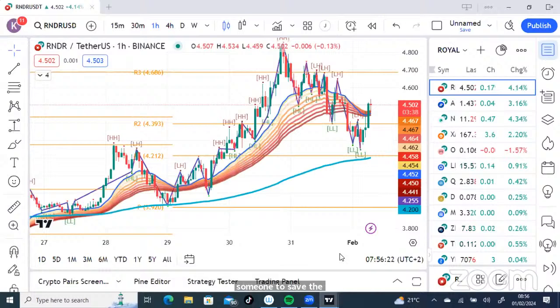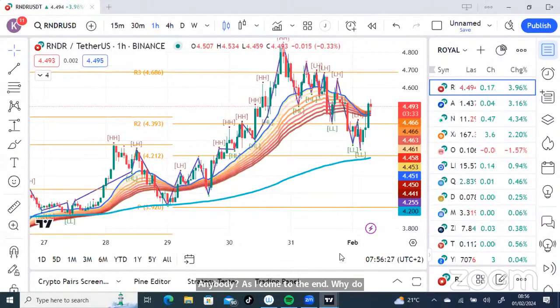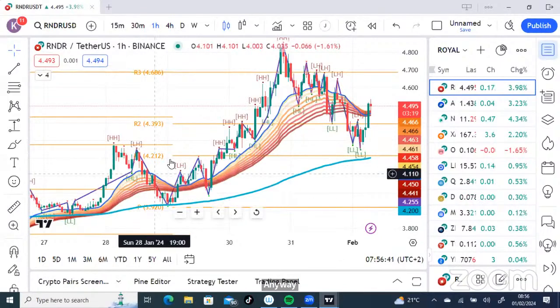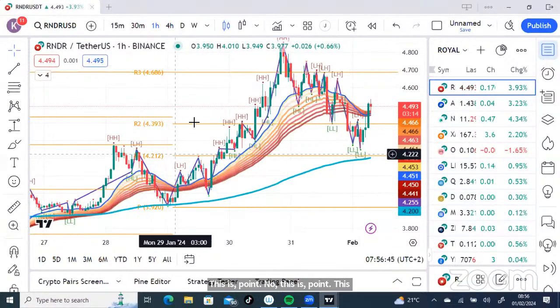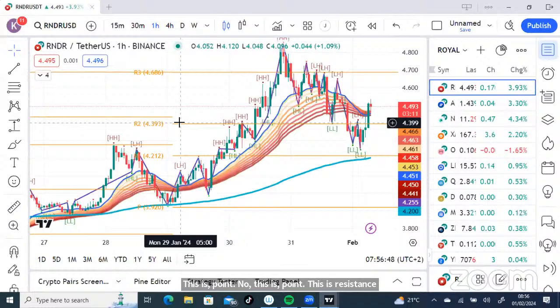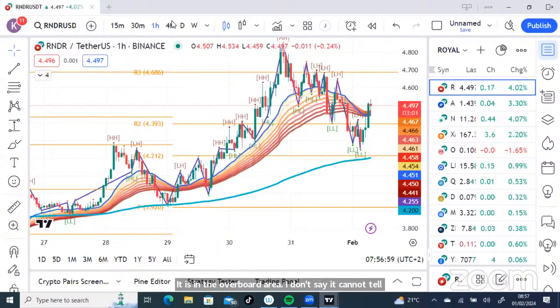Anybody, as I come to the end? Why do you think it would not be okay in the 1 hour time frame to trade Radar? Answers in the chat. Anybody? This is pivot point. This is resistance 1. This is resistance 2. Somebody with the answer in the chat. Thank you. It is in the overbought area. I don't say it cannot deliver, it can, but it's in the overbought area.